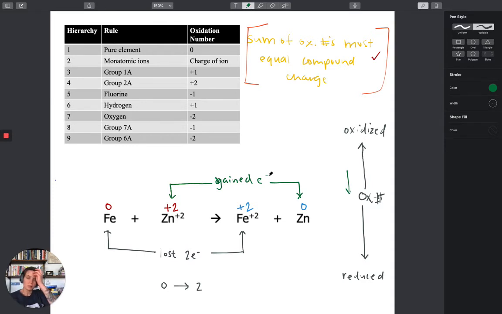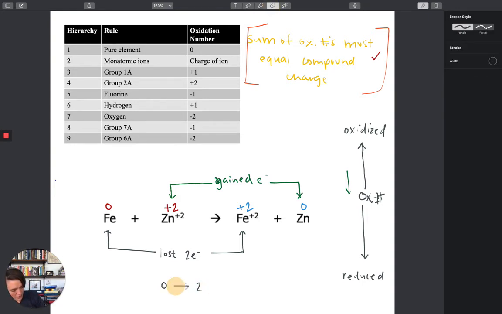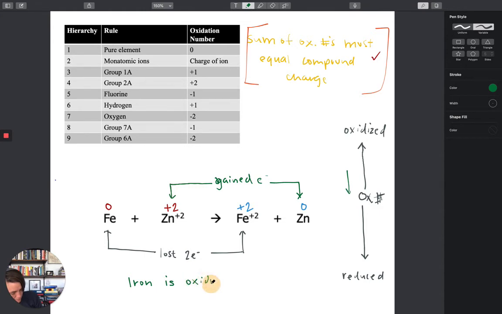So in this problem, you would probably be asked what species was reduced and which one was oxidized. And you would answer by saying iron is oxidized and zinc is reduced. All right, let's do another one.